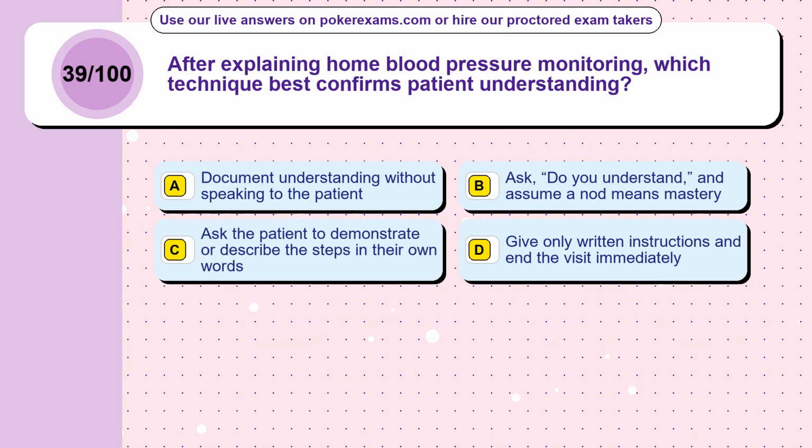Question 39. After explaining home blood pressure monitoring, which technique best confirms patient understanding? Option A, document understanding without speaking to the patient. Option B, ask, do you understand, and assume a nod means mastery. Option C, ask the patient to demonstrate or describe the steps in their own words. Option D, give only written instructions and end the visit immediately.